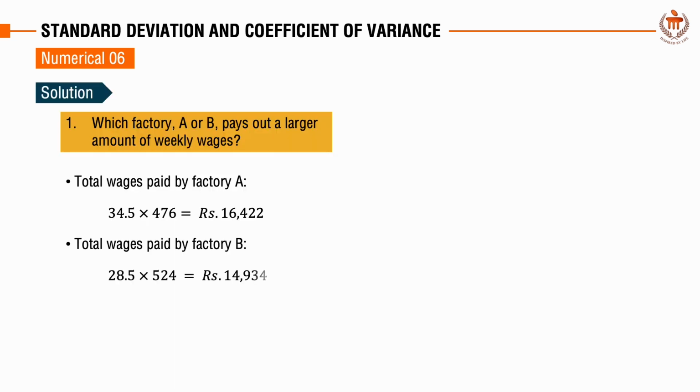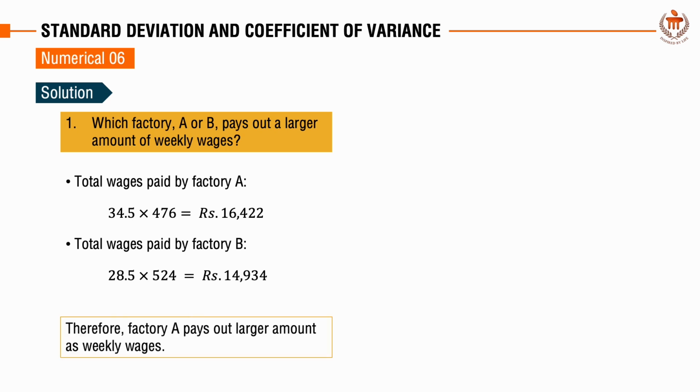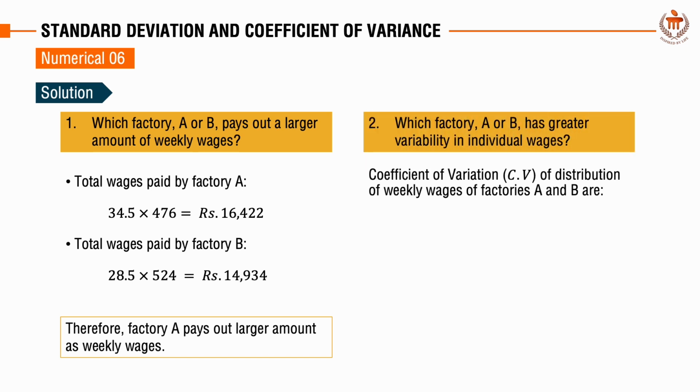So in the calculation, we calculated the total wage paid by factory A, and similarly, by multiplying the average with the number of workers, we get the total wage paid by factory B. The total wage paid by factory A is 16,422, while the total wage paid by factory B is 14,934. Therefore, factory A pays out the larger amount as weekly wage. Then we can calculate which factory, A or B, has the greater variability in individual wage.